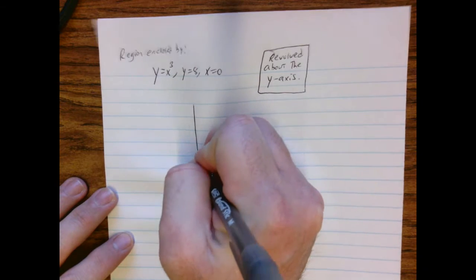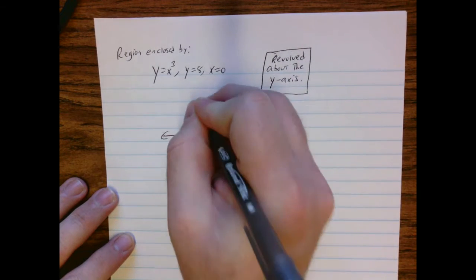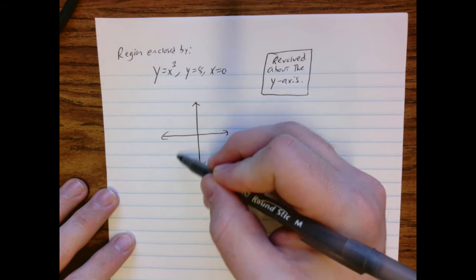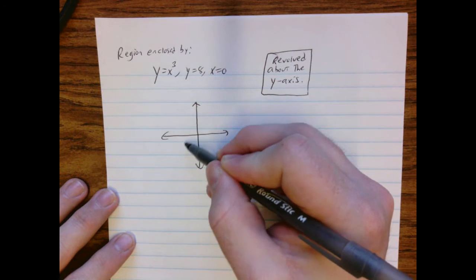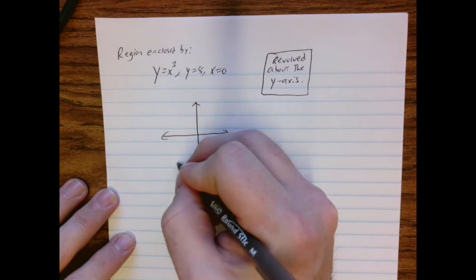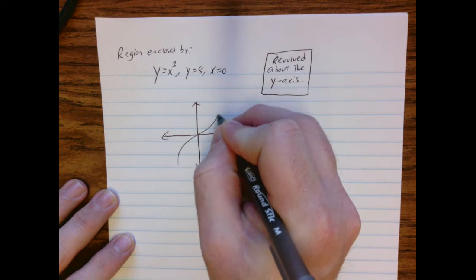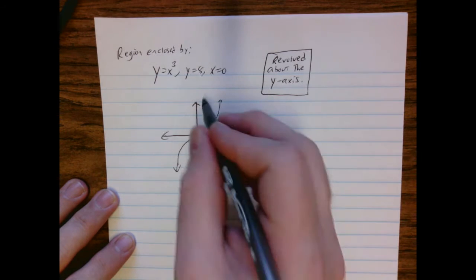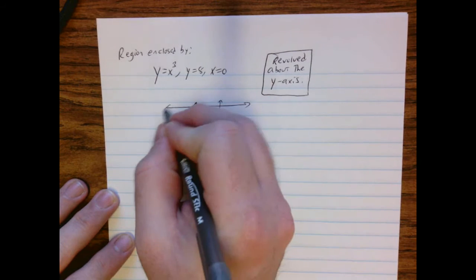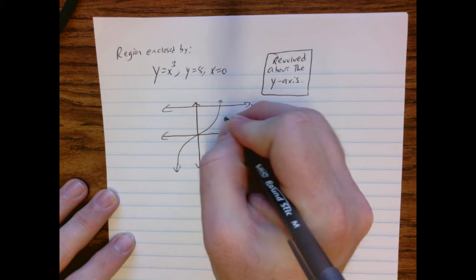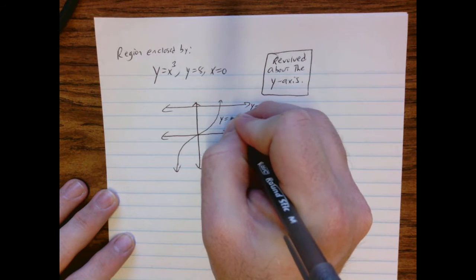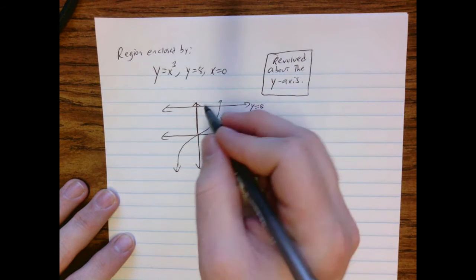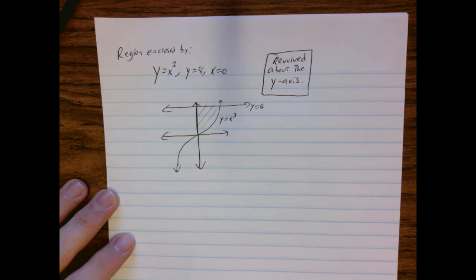So let's get a good picture here, something reasonable. And x cubed, that's the one that goes kind of like this. You could use your calculators if you need to, but some of these curves are familiar. So there's y equals x cubed, something along those lines. Y equals 8 is somewhere up here, not drawn to scale. There's y equals 8, y equals x cubed, and x equals 0 is just the y-axis. So this is the region that we're revolving.